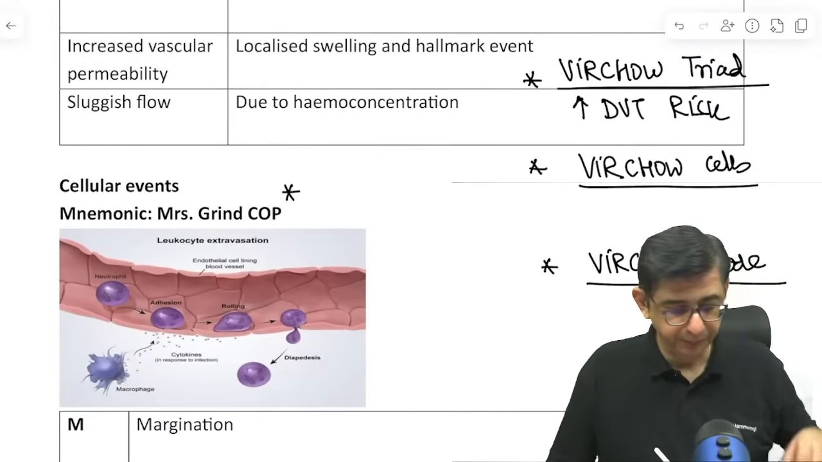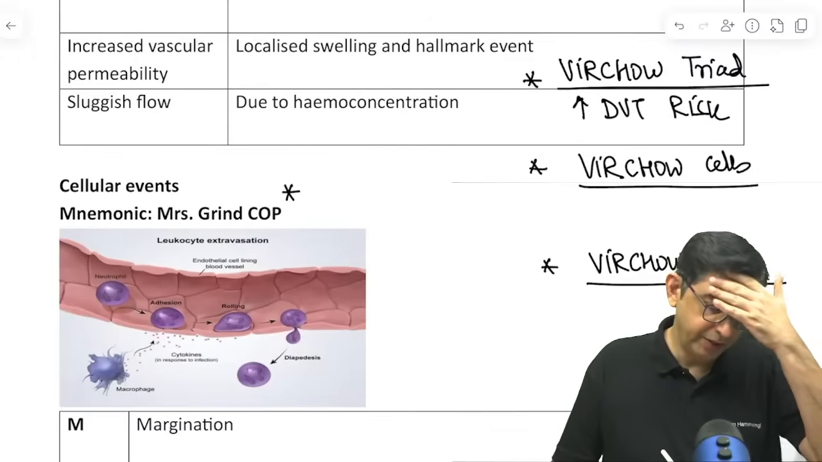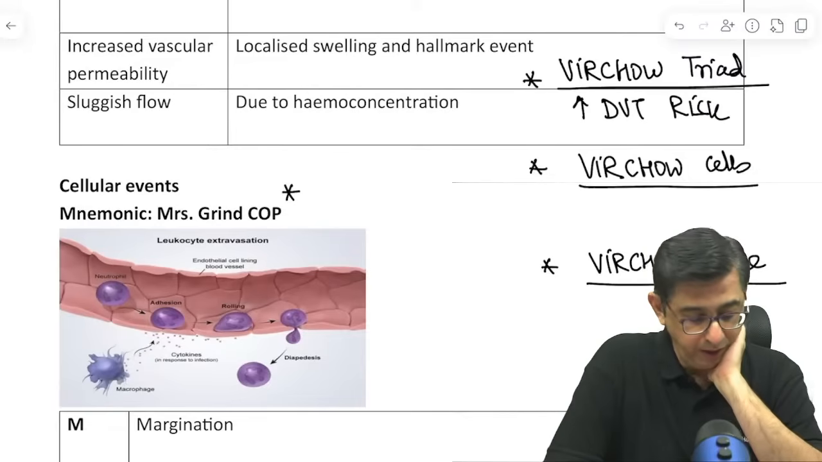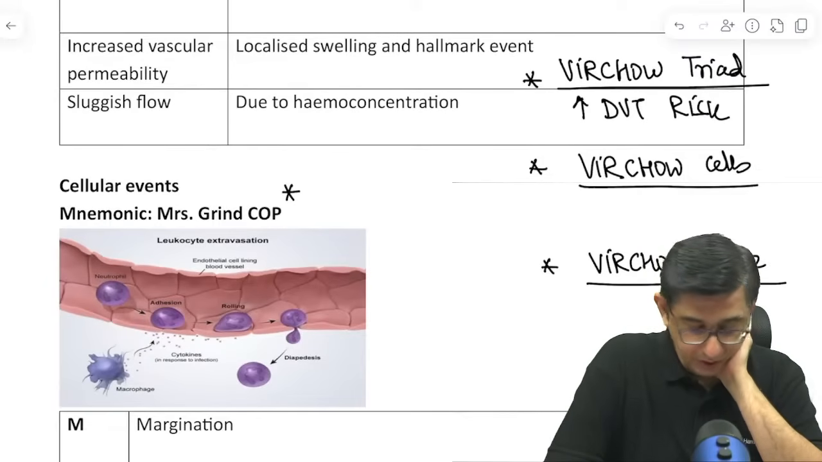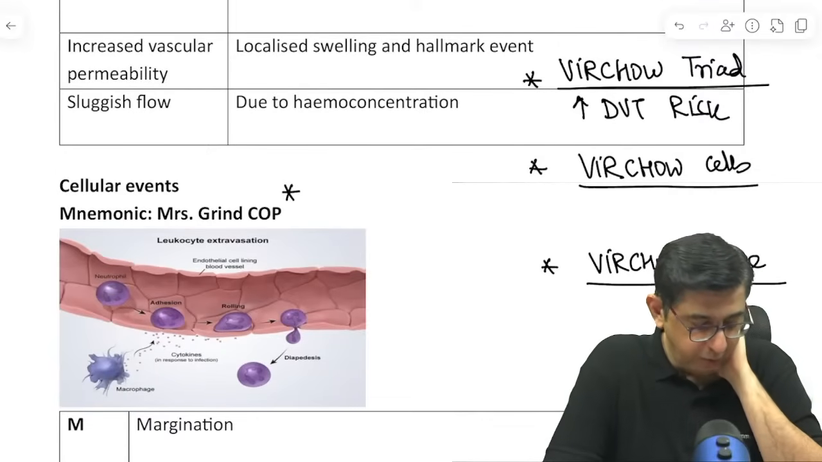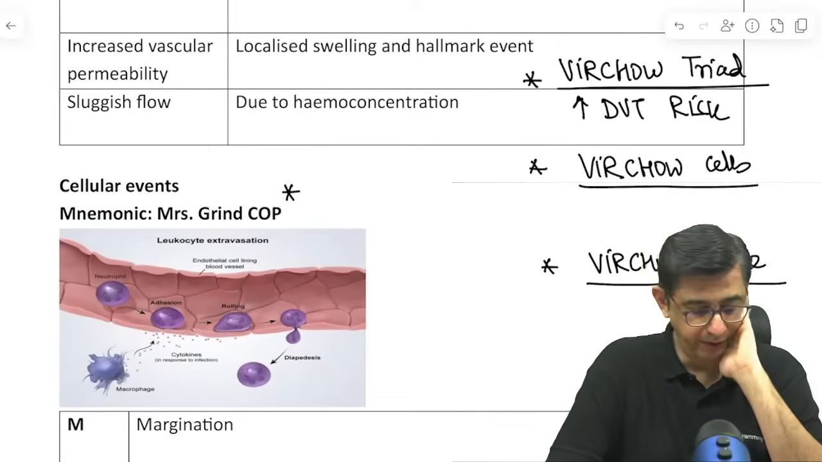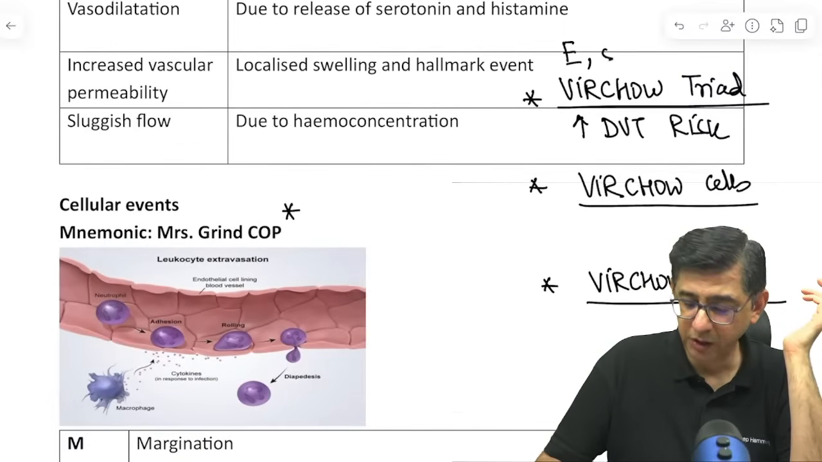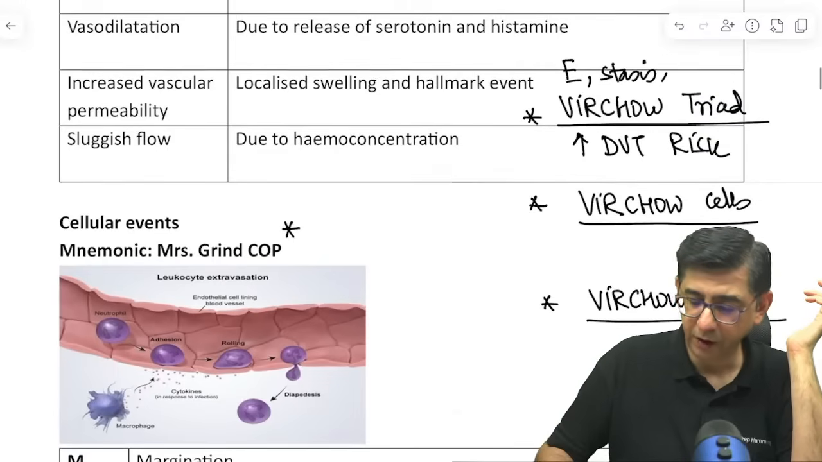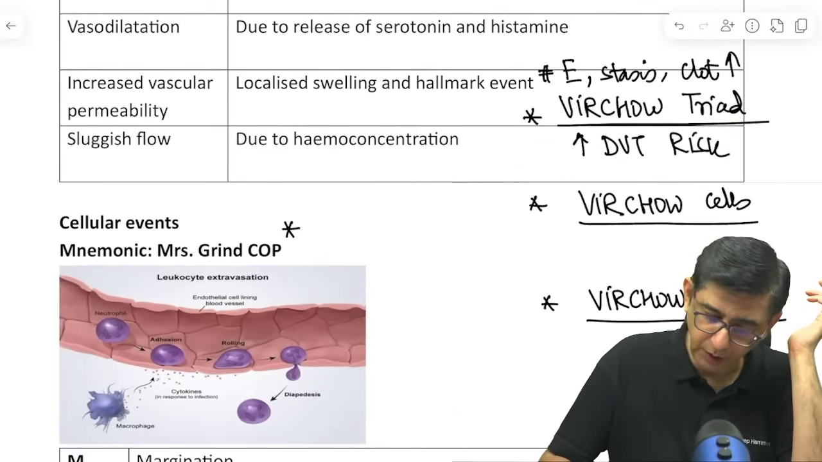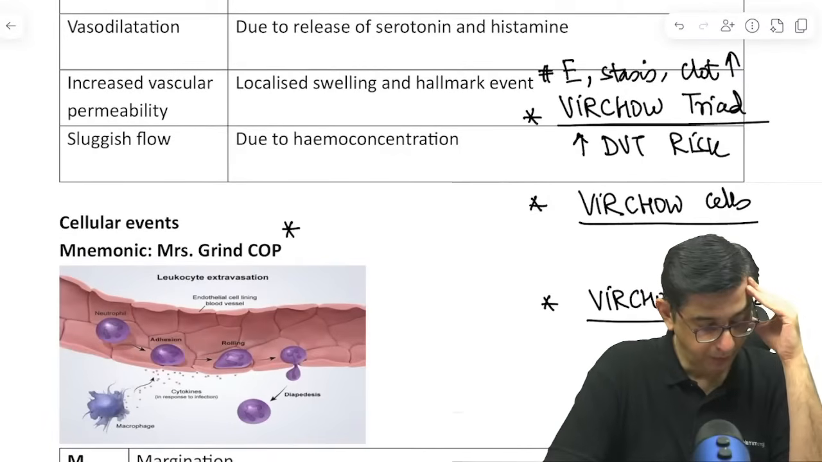Yes. Endothelial injury, stasis and hypercoagulability are the features of Virchow's triad, exactly, and that will increase the risk of deep vein thrombosis in a patient. Okay, Virchow's cell would be found in... your point is well taken. Endothelial injury, stasis, and then hypercoagulability. So I'll just write E. Endothelial injury is there, stasis is there, and increased chances of clot formation is there. E means endothelial cell injury.